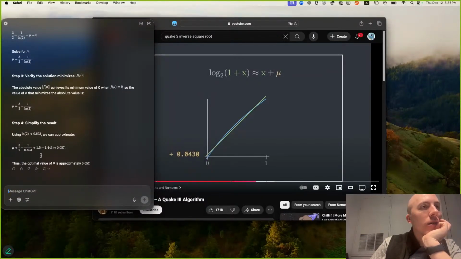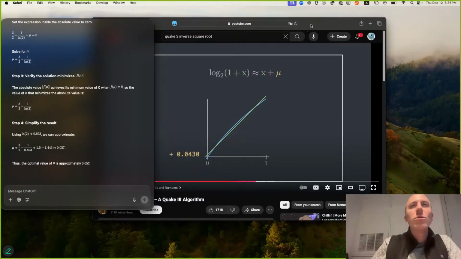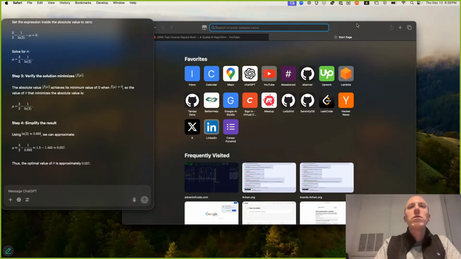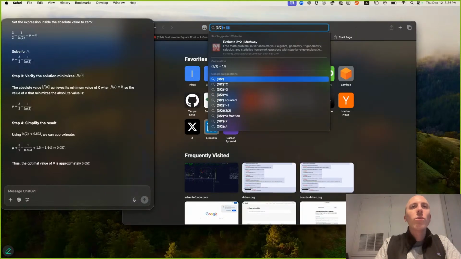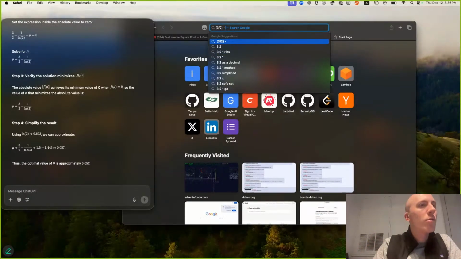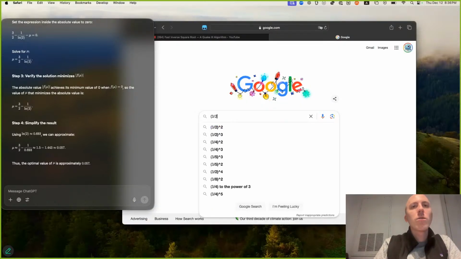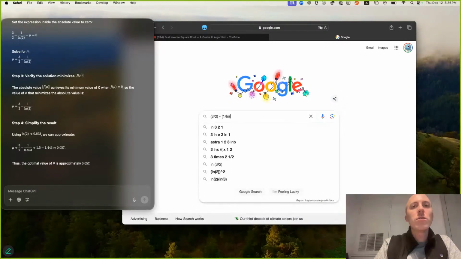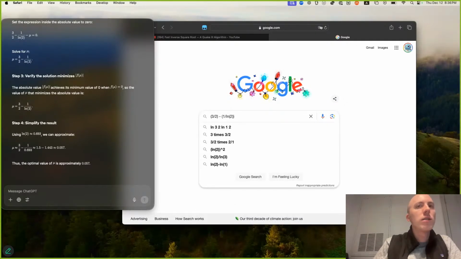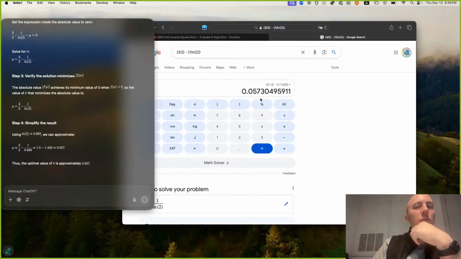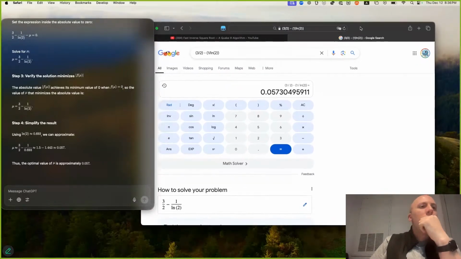It's saying mu is approximately, like let's actually do it exactly. Why is it saying approximately? 3/2 minus 1 over the natural log of 2. That's it. 0.057.